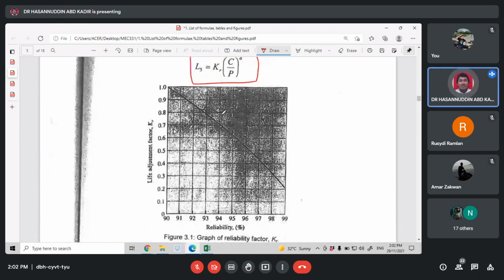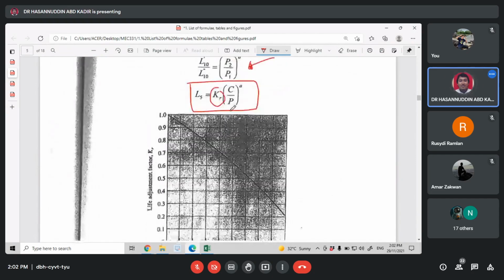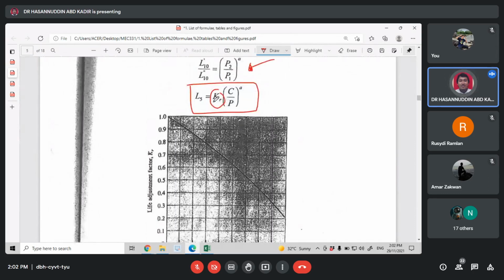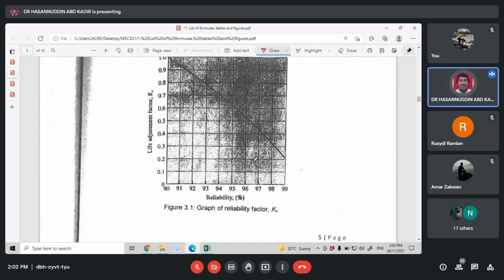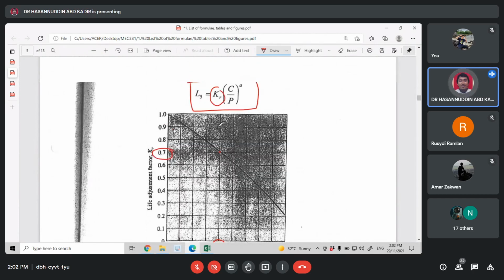So how can we get the value of KR? Normally KR depends on how much reliability they prefer. Let's say 5% failure, or let's say they prefer 94% reliability, so we can apply, let's say, 0.71. Okay, the value of 0.7.